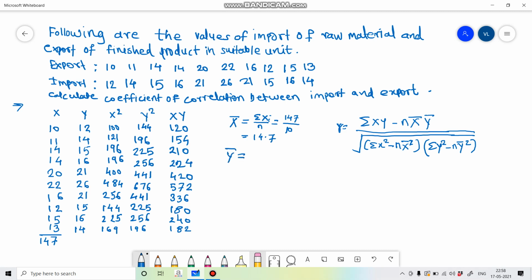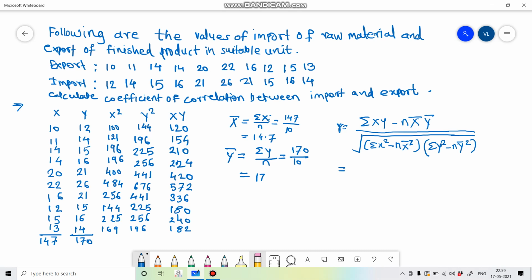Now find y bar. Y bar is equal to summation of y divided by n. Now make the summation of this column. This summation is 170. So 170 divided by 10, we get 17. Okay, now put the values in this formula.